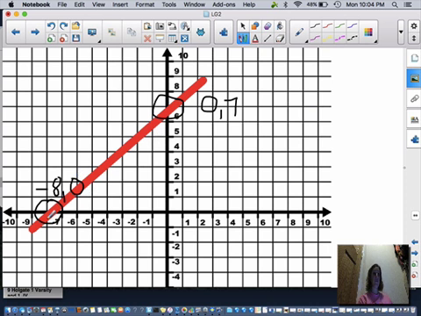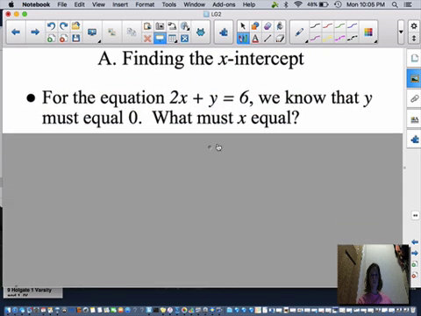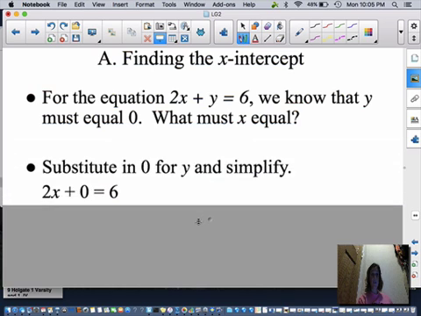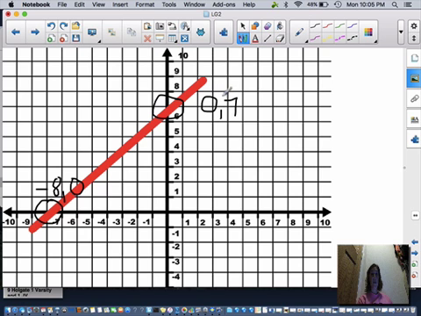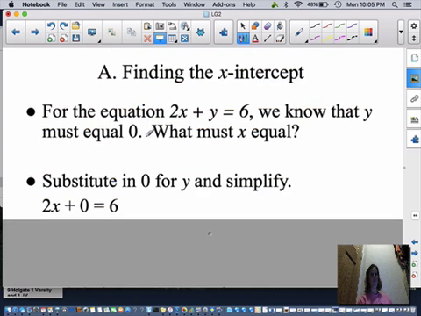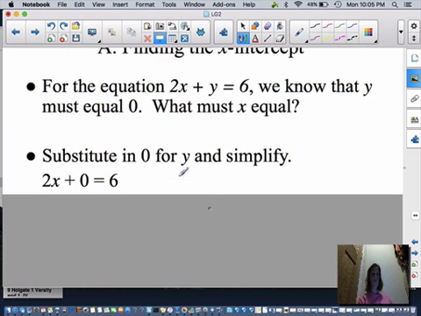Okay, so when it crosses the x-axis, that is the x-intercept. When it crosses the y-axis, that is the y-intercept. So why must x equal 0 is because of that. So looking on that last graph, for the y-intercept, x equals 0. So if we're trying to find the x-intercept of a line using an equation, we need to put 0 in for y. So in this particular case, I put 0 in for y in the equation 2x plus y equals 6, and I substituted 0 in.